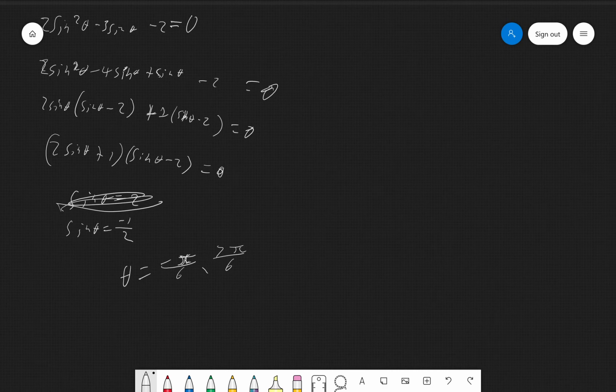But we can also say that negative pi over 6 is equal to, we can say it's at 5 pi over 6, but I'd rather put it as 11 pi over 6. We can add any multiple of 2 pi, if that is positive or negative. So we could say that that's equal to 11 pi over 6 by adding 2 pi to it.